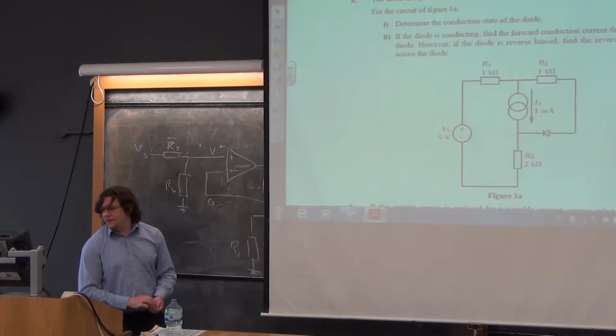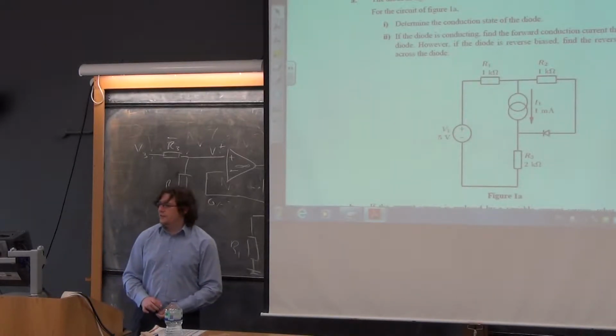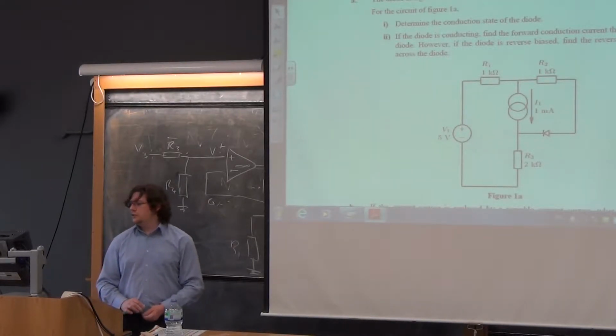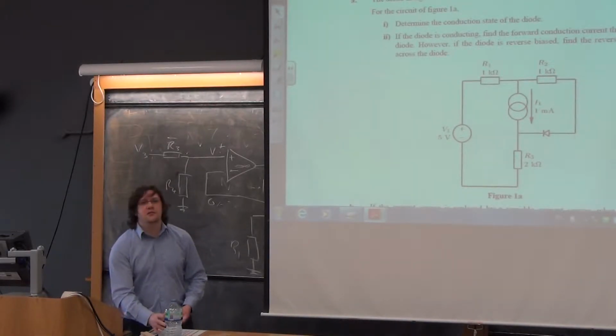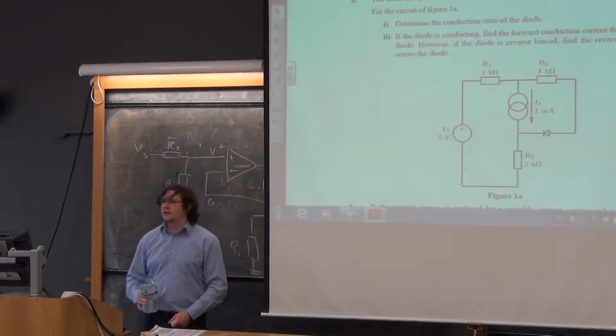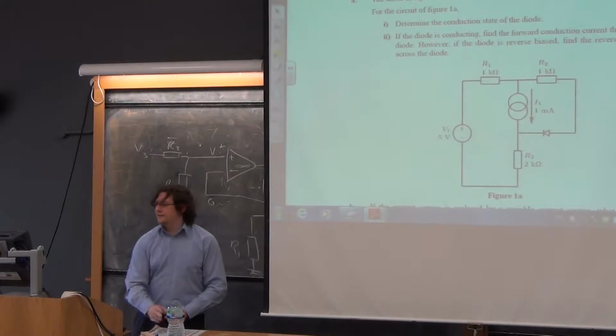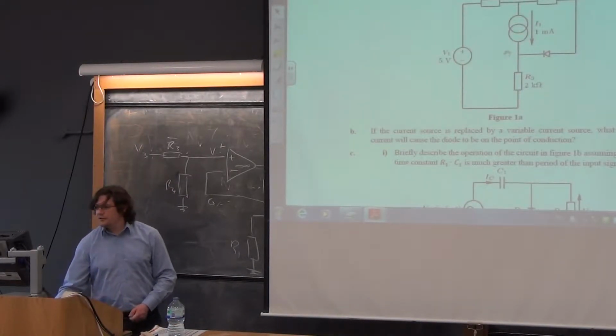So, if the diode is conducting, find the forward conduction current through the diode. However, if the diode is reverse biased, find the reverse voltage across the diode. I got complained at by our internal review process for making it a bit too ambiguous, so this year, this bit is labelled slightly differently, and it's easier to know what's going on. So what do you have to do first of all?